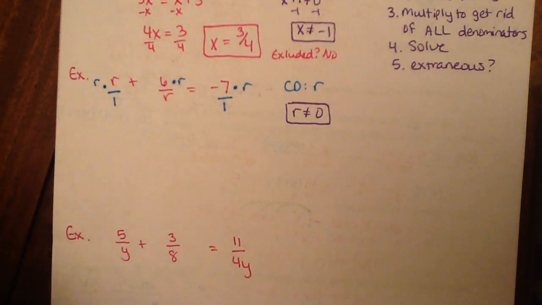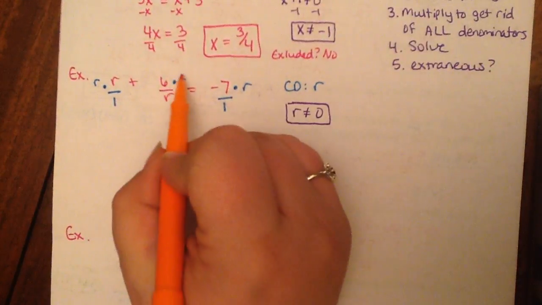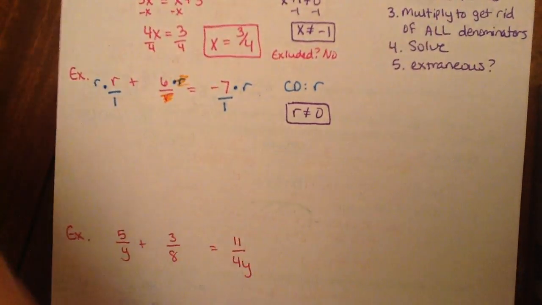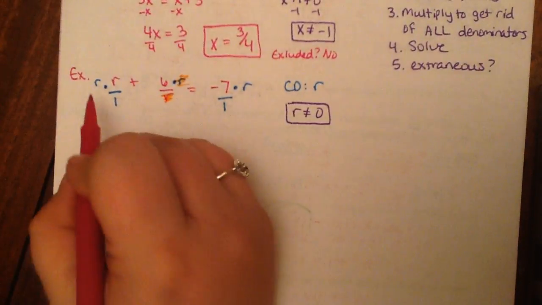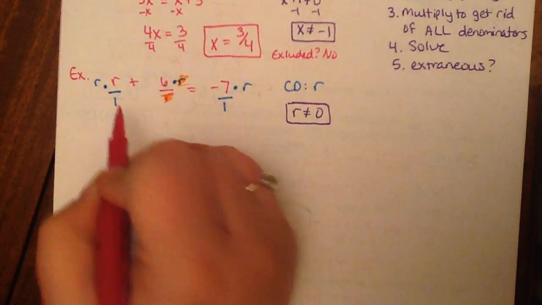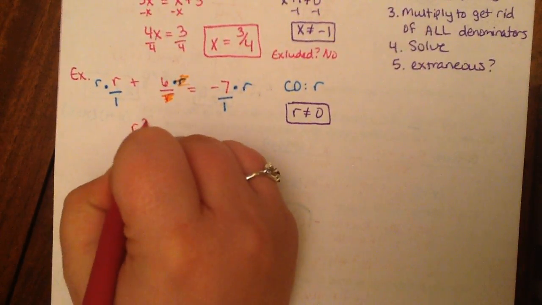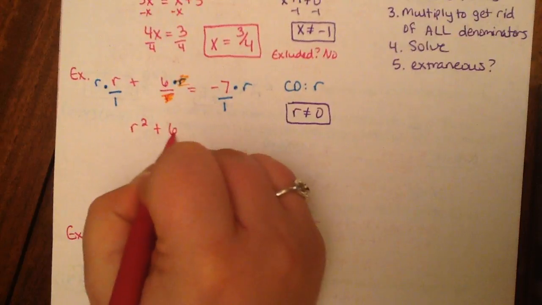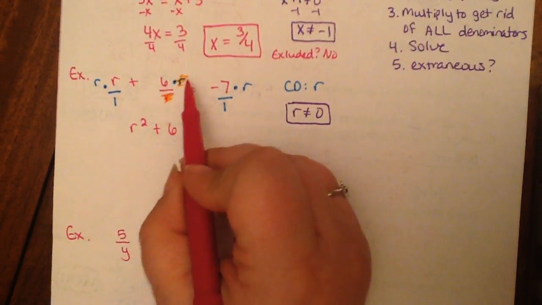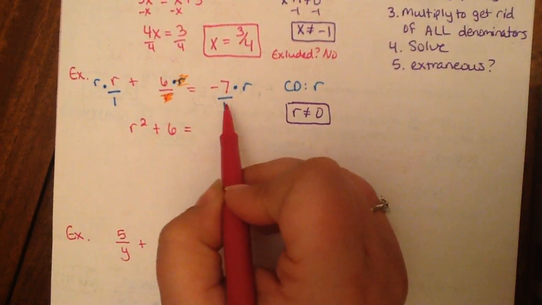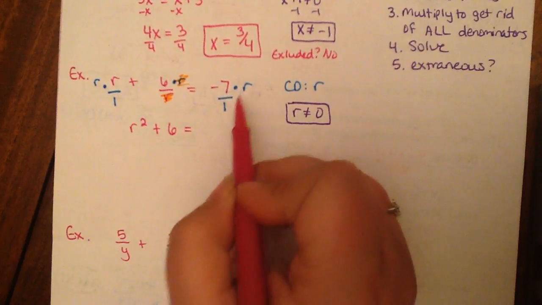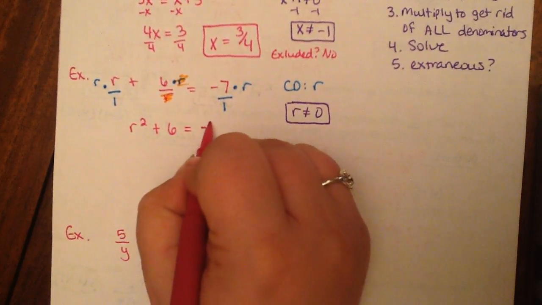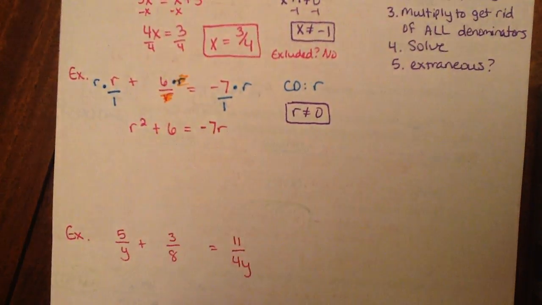Okay, so it looks like here my r's will cancel, and everywhere else they do not. So here I have r times r divided by 1. I don't need that divided by 1 anymore. I was just having it to make that a fraction. Here everything cancels, so I just have a 6. Over here I have negative 7 times r over 1, so I can just make that negative 7r.